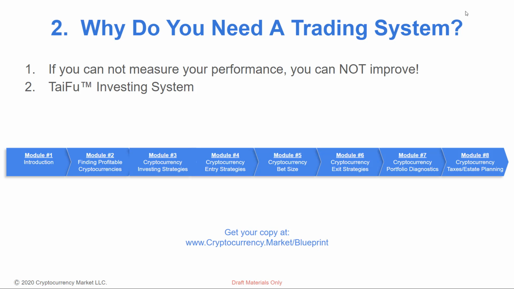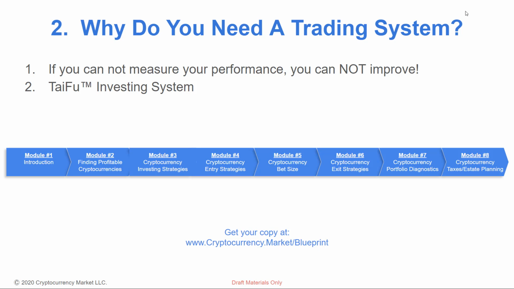The second piece is the cryptocurrency investing strategies. So once we discover or find a profitable cryptocurrency, we have to identify what strategy we are going to use. So in the cryptocurrency investing blueprint, we talk about 5 different strategies that we can use to make money from that potentially profitable cryptocurrency that we found in Module 2, okay? So the next component of our trading system is having an entry strategy.